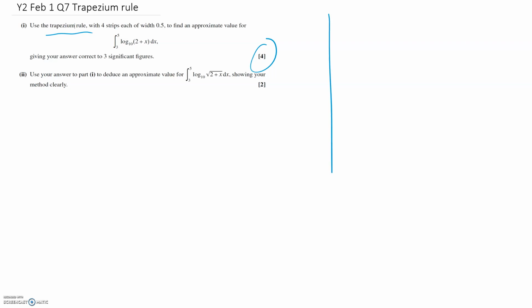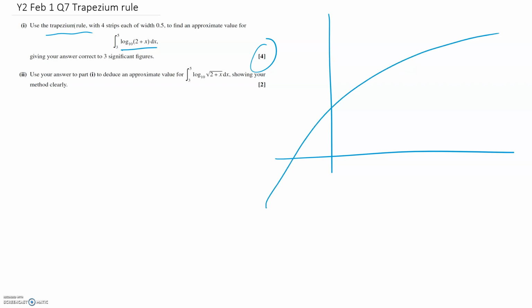So if I do a sketch of this question, the equation y equals log of 2 plus x, it's the log x graph, but it's just been shifted 2 to the left. So it's going to look something like that. Label that y equals log to the base 10 of 2 plus x, and we're going between 3 and 5, so we'll just do that 3 there.